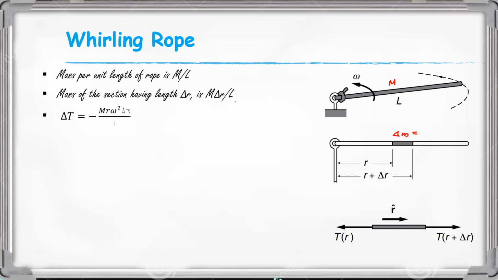So we can write here the value of tension, T of r plus delta r minus T of r. That quantity is written as delta T, and that is equal to what? Minus r omega square into m delta r divided by L. In the place of delta m, we substituted m delta r divided by L.